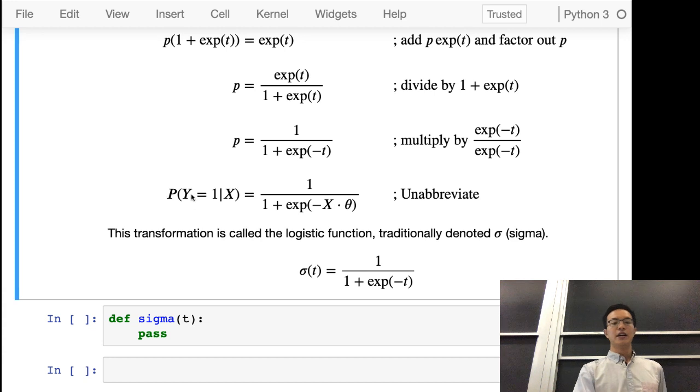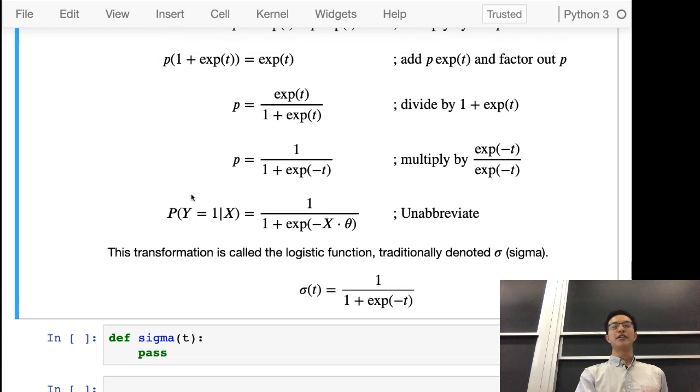To give you another angle on this, it just happens to be how the algebra works out, but this particular expression has a name, and the name is the logistic function. This outcome right here is similar to the logistic function if you pass in t.